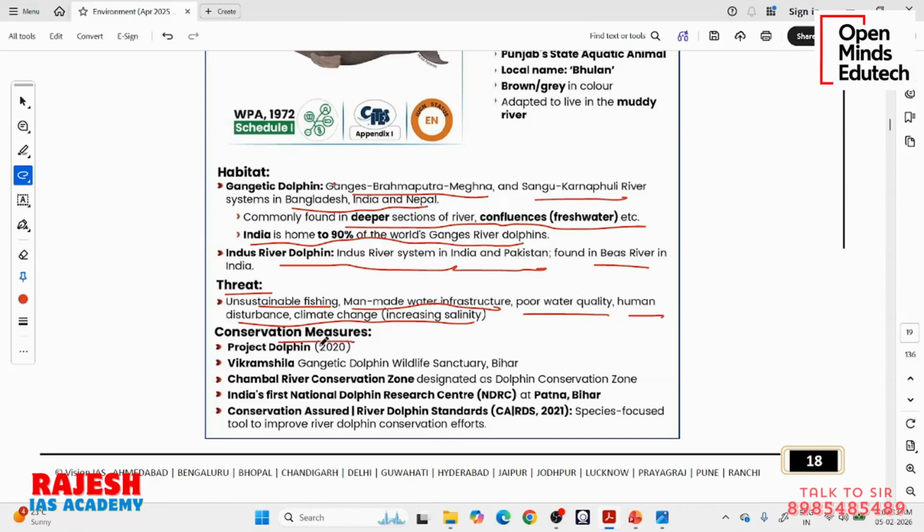So what are the conservation measures? We have Project Dolphin since 2020. There is the Vikramshila Gangetic Dolphin Wildlife Sanctuary in Bihar. Then there is the Chambal River Conservation Zone, Chambal River in central India. India's first National Dolphin Research Centre is in Patna, Bihar. Then there are Conservation Assured River Dolphin standards. So we are implementing some standards on how to conserve and protect these dolphins.